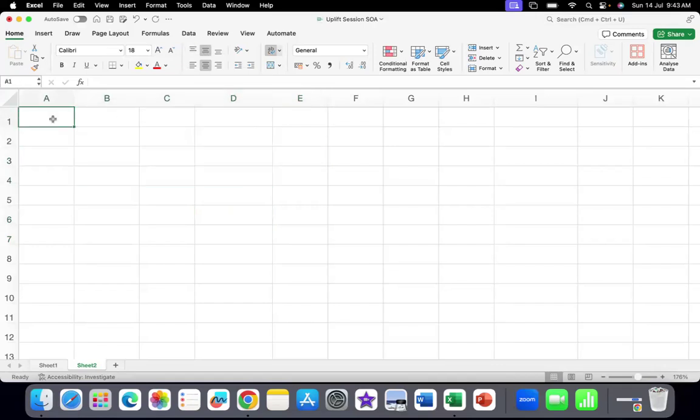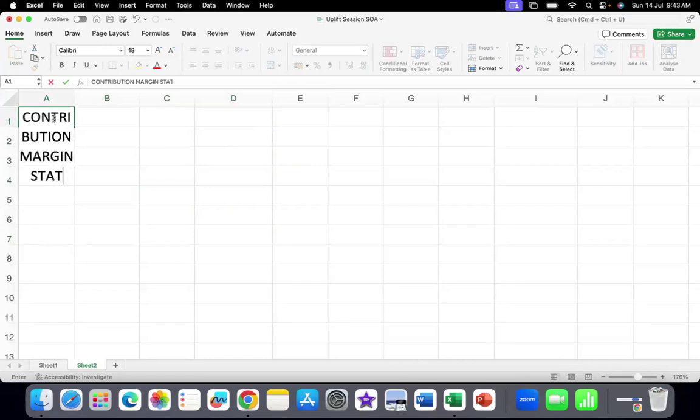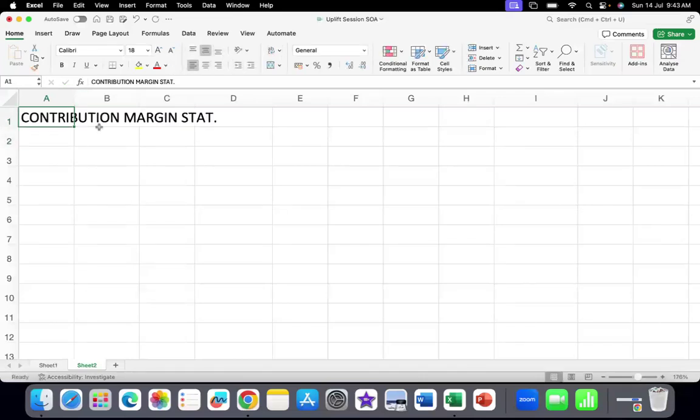So the question is now, for CVP analysis, we don't require the standard statement which we prepare for financial analysis. The statement which we require is called the contribution margin statement. Once you have a contribution margin statement with you, you can start doing your analysis for CVP.